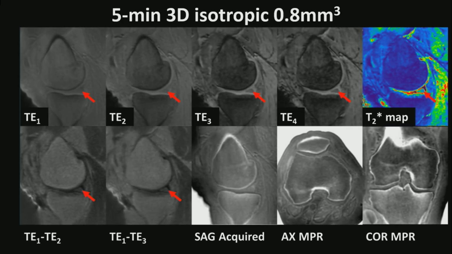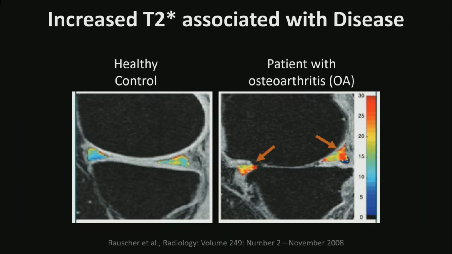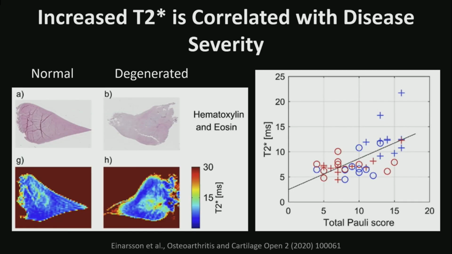Why is it important to quantify T2 star? Because it can be used for evaluation of disease. In this case, you can see it can differentiate between an overweight patient on the right compared to a healthy control on the left. Furthermore, it has been shown that increase in T2 star correlates with disease severity. In this case, for example, meniscus degeneration.